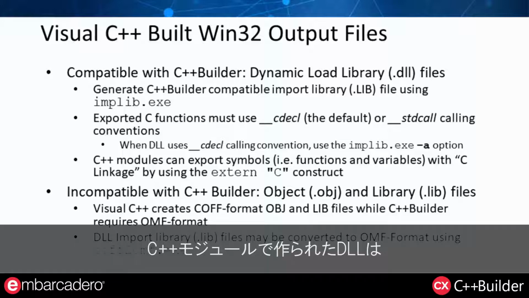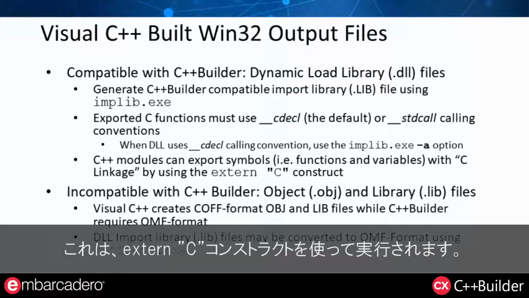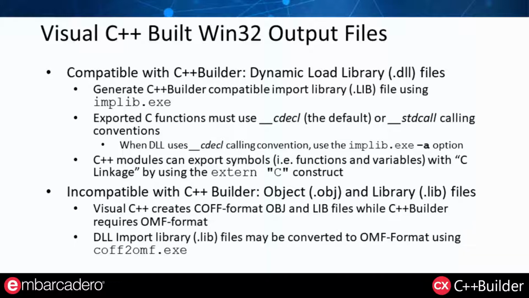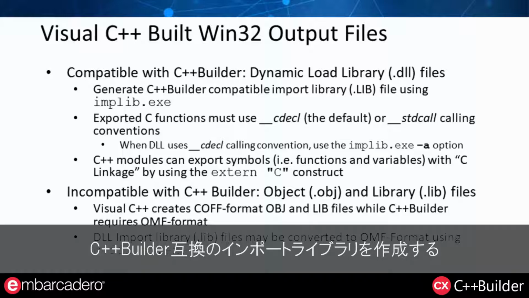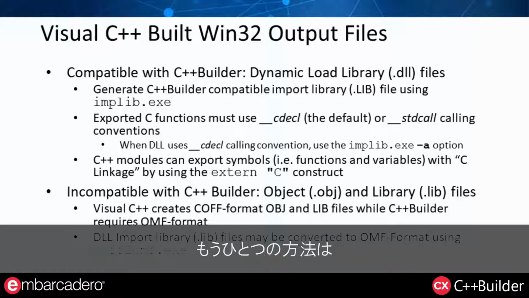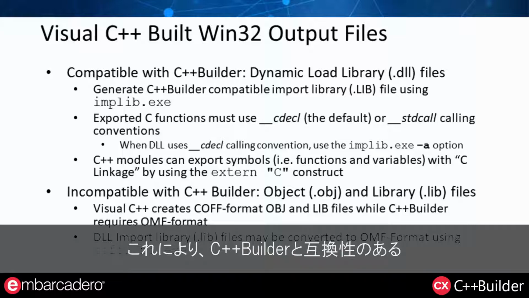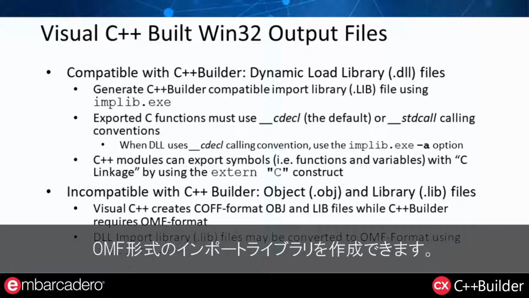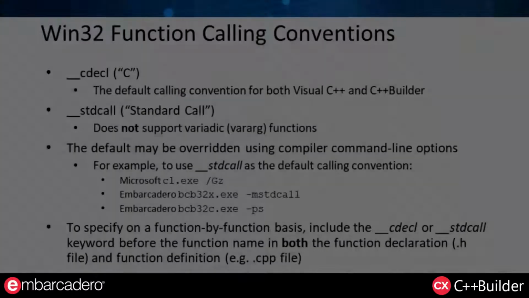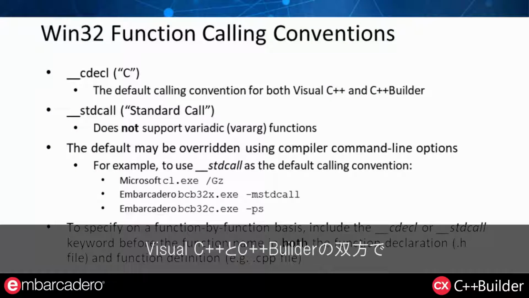DLLs that are built from C++ modules should have functions using C linkage. That is accomplished using the extern C construct. An alternative method of creating a C++ Builder compatible import library is to use the C++ Builder coff to OMF utility to create OMF format import library compatible with C++ Builder. The cdecl calling convention is the default calling convention for both Visual C++ and C++ Builder.